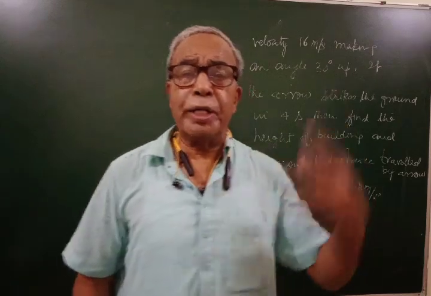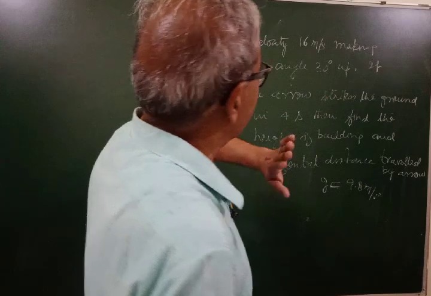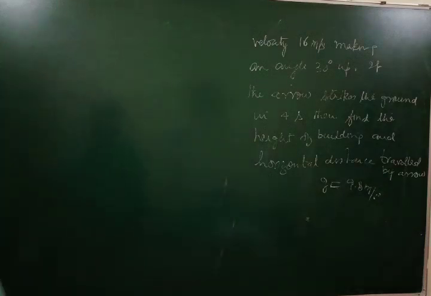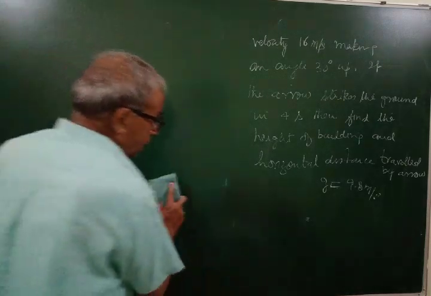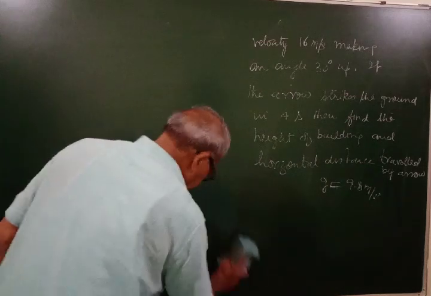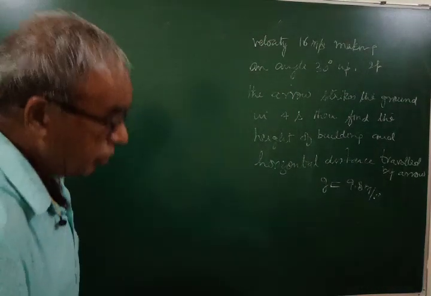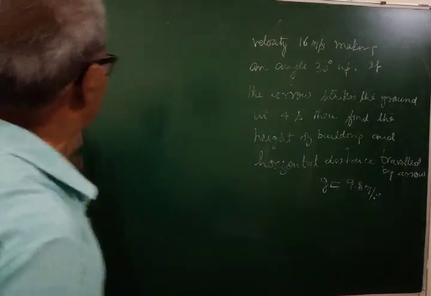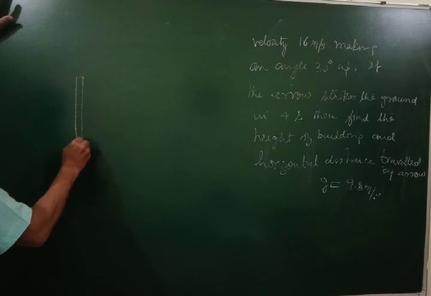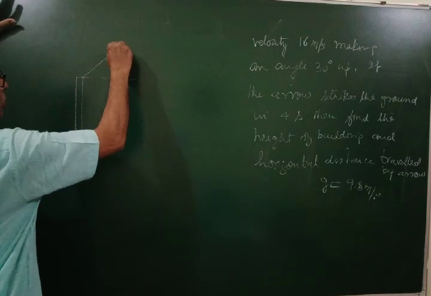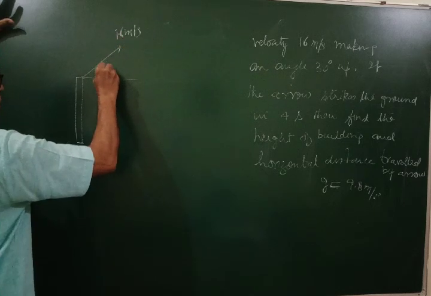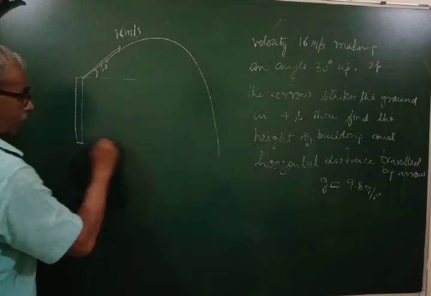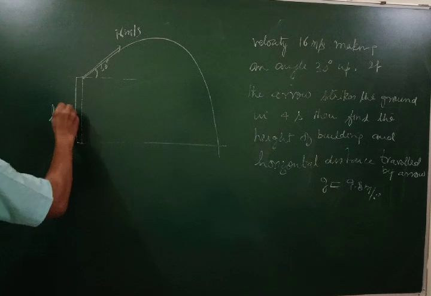An arrow or a ball, you can say, is thrown with velocity 16 meter per second from the top of a building. If the arrow or the ball reaches the ground in 4 seconds, find the height of the building and the horizontal distance traveled by that particular body. The vector form I was stressing will help you here. You will get the answer very soon. The situation is like this: the building is here. This is the horizontal direction. It is thrown with 16 meter per second, making 30 degrees. This is open ground, open area. So it will go like this and fall somewhere here. So you are asked this height and this range.